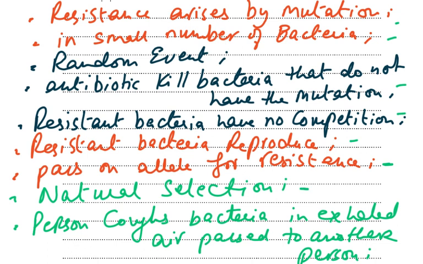How does it transmit to another person? Person coughs, bacteria is exhaled and passed to another person. Or if it's passed out in the feces and those feces then contaminate a water source, then people drink from that water source, so it will be passed on to another person.